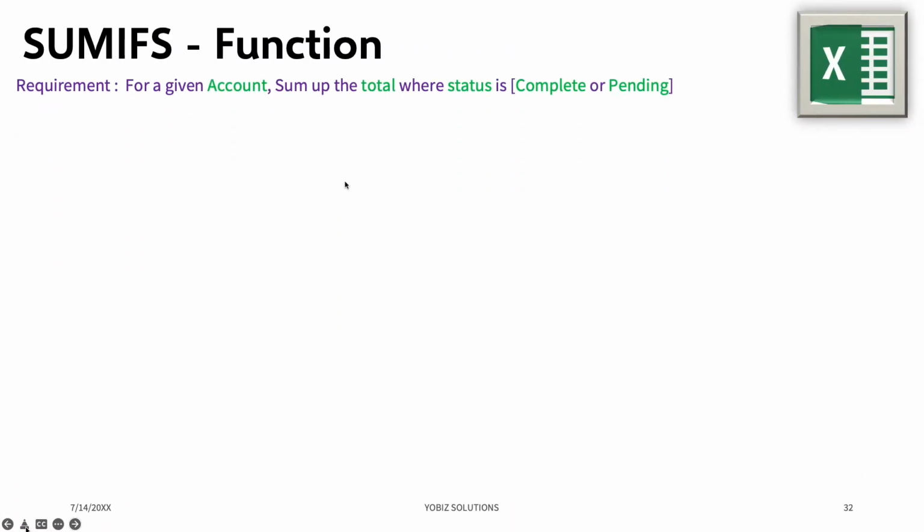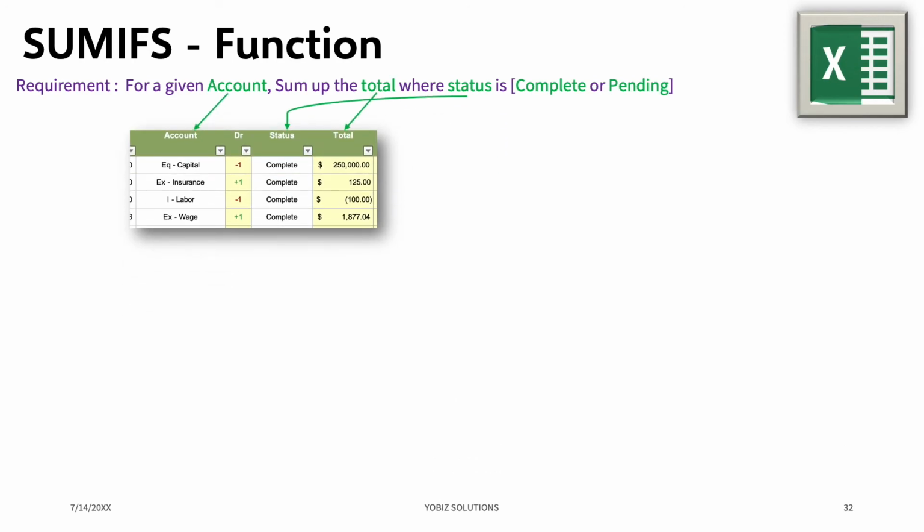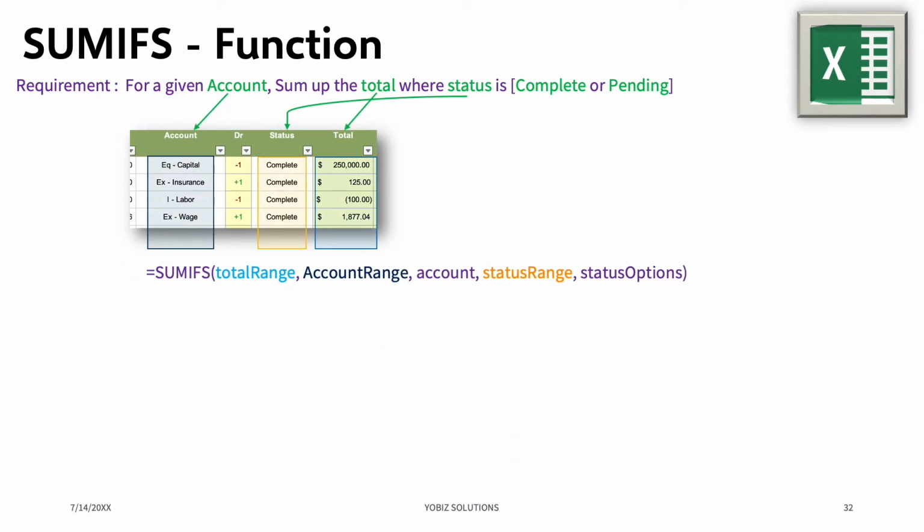What we're trying to accomplish here is that in every journal or ledger sheet, we need to find the total for a given account where the status is either complete or pending. To better understand that, this is a snapshot of a table out of our journal or ledger account. This is our account range, this is our status range, and this is our total range. Excel gives you a formula where you can find the sum from our total range depending upon when a given account exists in the account range and the given status option, which is complete or pending, inside our status range.